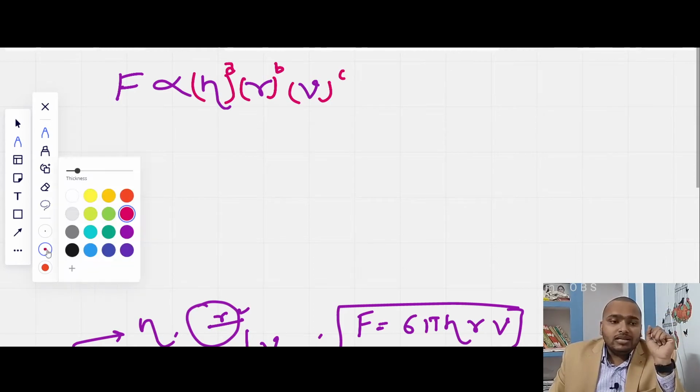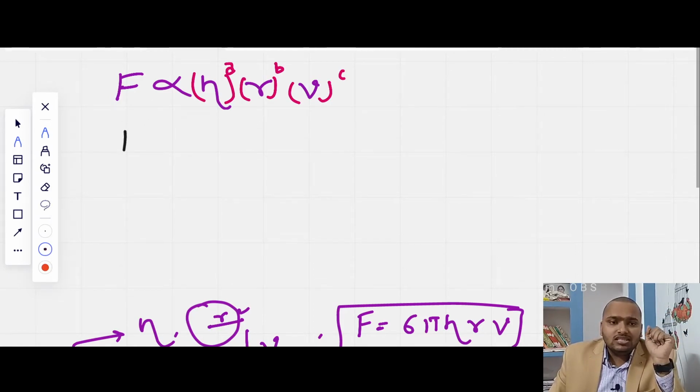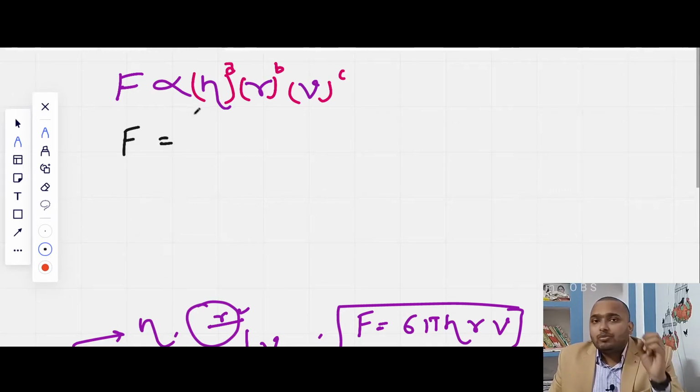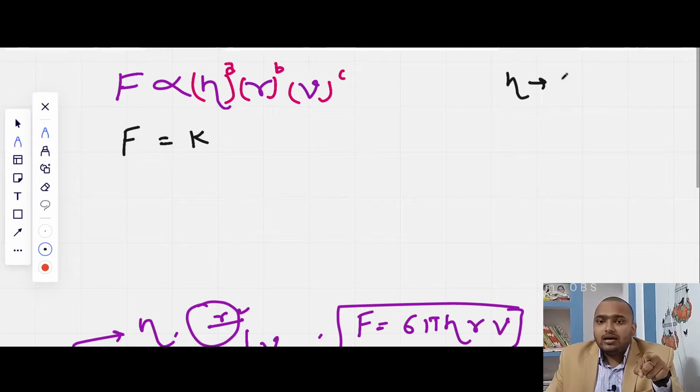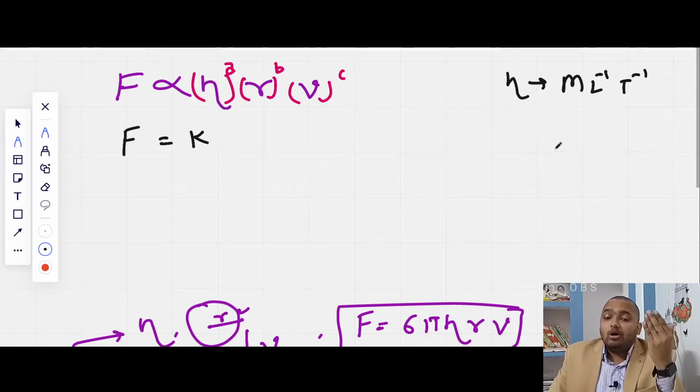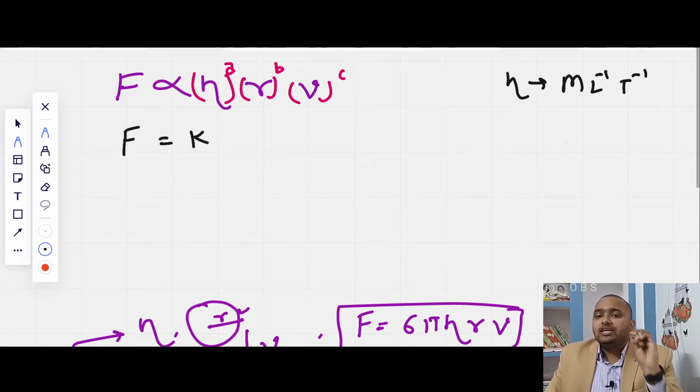By dimensional analysis, we write force equals a constant times eta to the a, r to the b, v to the c. Eta, the coefficient of viscosity, has the dimensional formula M L^-1 T^-1. Sir, how to remember all these dimensional formulas? Well, you don't need to remember all of them. If you remember their SI units or their relation with other physical quantities, you can simply deduce the dimensional formula.